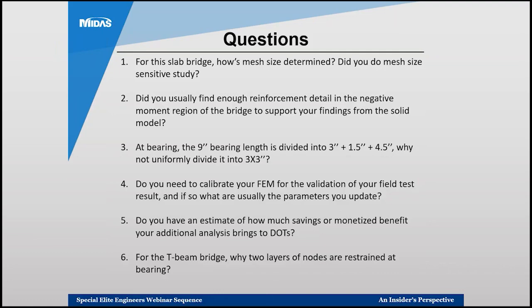For question number 6, for the T-beam bridge, why are 2 layers of nodes restrained at the bearing? That's a good question, but it's a very detailed thing. I can discuss it later, but it's mainly because we had the steel plate embedded, and there was a lot of additional reinforcement at this area. So we had to represent this area with a model that has equivalent material properties. So we had this plate embedded in the concrete, and this is what we were restraining, if I remember correctly.